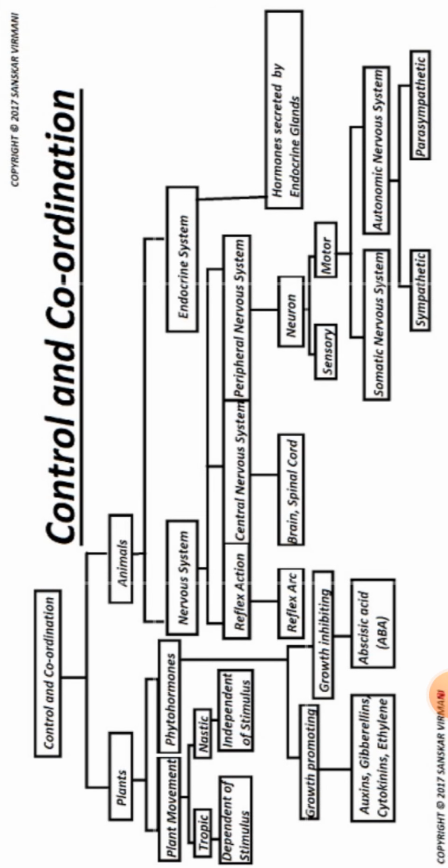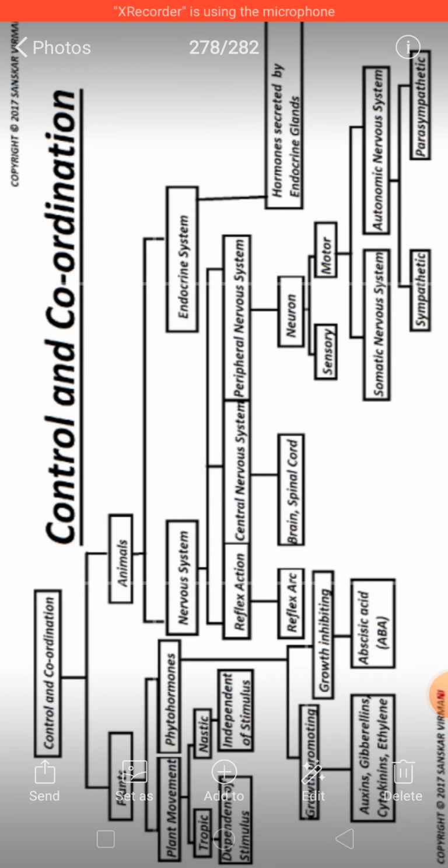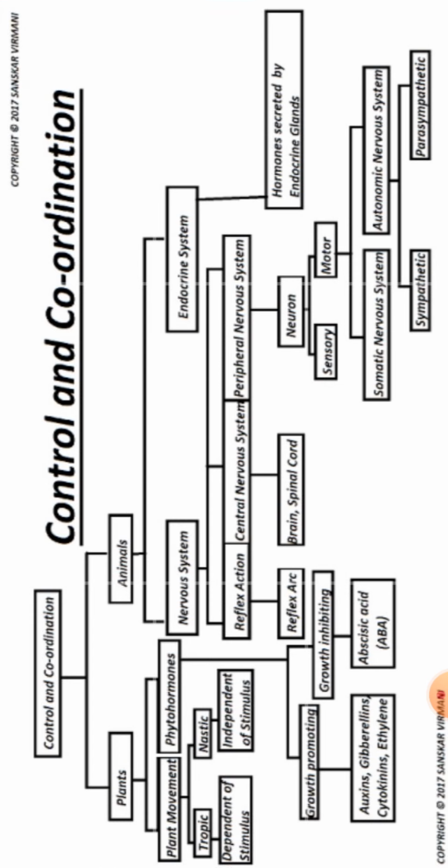As you all know, control and coordination is a characteristic of living organisms. In both plants and animals you can see the process of control and coordination. Here we are focused only on animals. When we start with plants, we will discuss control and coordination in plants.